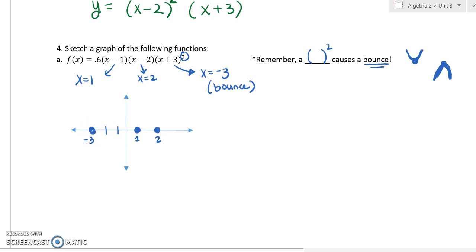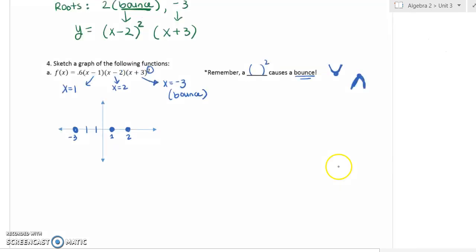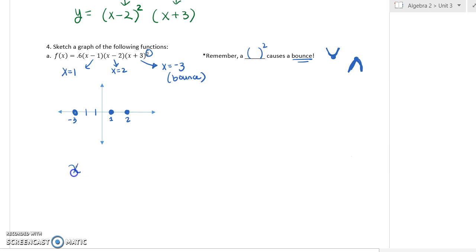Okay? Next thing is I want to know what's my degree, and in this case I'm counting the x's. I have 1, 2, 3, since it's squared, 4 technically. So we have x to the 4th power, which means that it's going to look more like a W. It's either an up W or it's going to look like a down W. Since it's positive in the front, we know that it has to be positive. It's going to look up, okay?